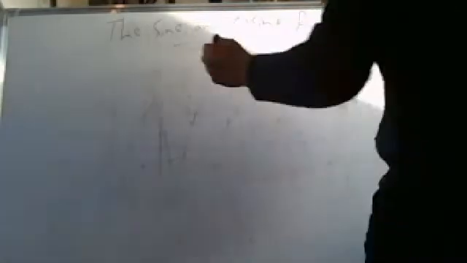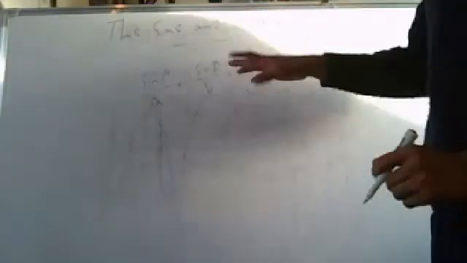So the sine rule, you do know it's basically sin A over a equals sin B over b equals sin C over c. Okay, so you could do this the other way around as well: a over sin A equals b over sin B equals c over sin C.